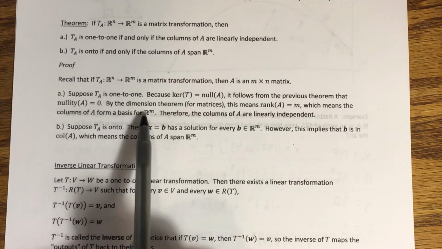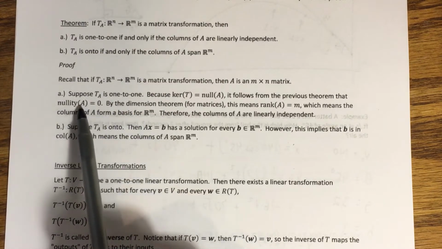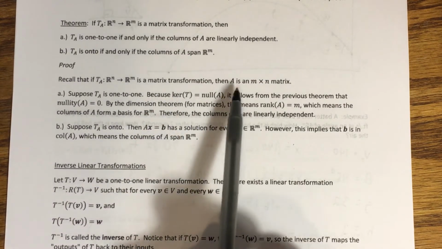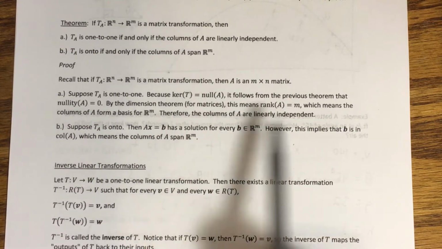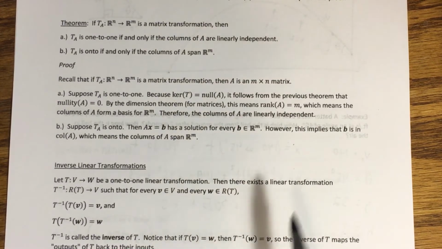So back in chapter 4, we had a version of the dimension theorem for matrices, which says that the nullity of a matrix plus the rank of that matrix must equal the number of columns in that matrix. Well, A is an m by n matrix, and if the nullity is 0, that means the rank must equal n. n plus 0 equals n columns.